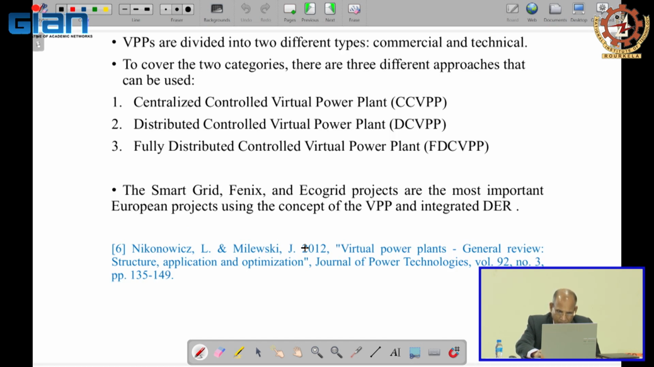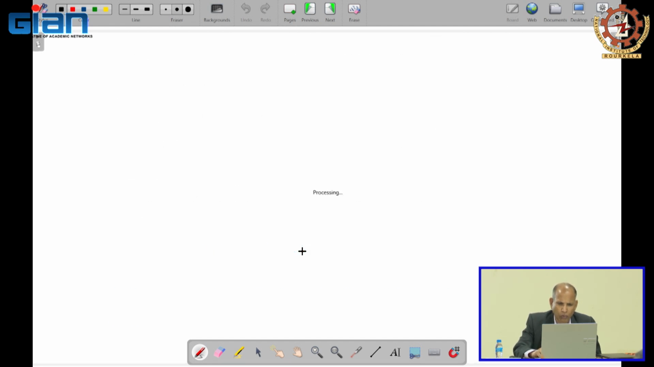These microgrids or virtual power plants can be further classified like this: centralized controlled virtual power plants or distributed controlled virtual power plants. As the name indicates, the control is either centralized or distributed, or you can have fully distributed control virtual power plants.